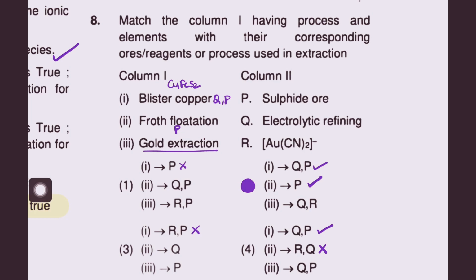Gold extraction. We make the complex of gold that is present in the McArthur-Forrest cyanide process, that is R. So the coordination number of this complex is 2 and gold is in +1 oxidation state. So this is R, one of the matches for that. And electrolytic refining we can do for gold as well. So it's the Q also. So the correct answer should be the second one.